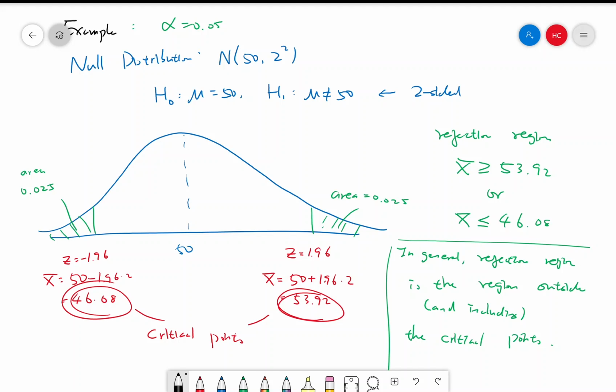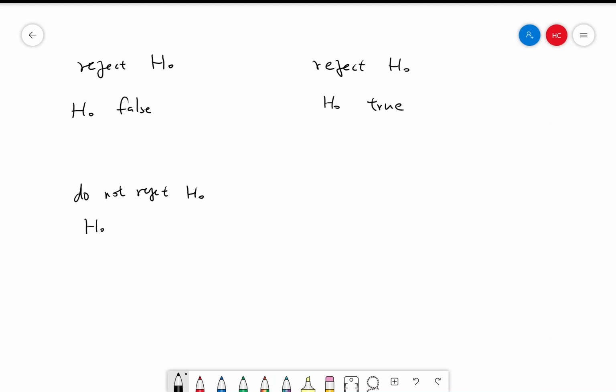All right, so let's end the section with a couple more definitions. In hypothesis testing, there are 4 possible scenarios. There's the possibility that we reject H0 and H0 turned out to be false. There's the possibility that we reject H0, but H0 turned out to be true. And 2 more possibilities. There's a third possibility we do not reject H0, and H0 turned out to be false. And we do not reject H0, and H0 turned out to be true.